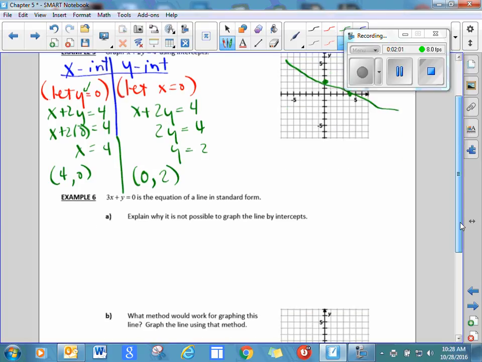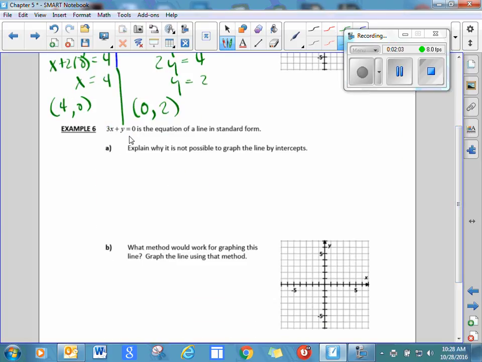Okay, so let's look at this example. The question's asking us, why is it not possible to use these intercepts, the x and y intercept, to actually graph this equation? It is kind of an interesting equation, and it does show you that some of the times, not very often, but some of the times using the x and y intercept doesn't work. So let's give it a try.